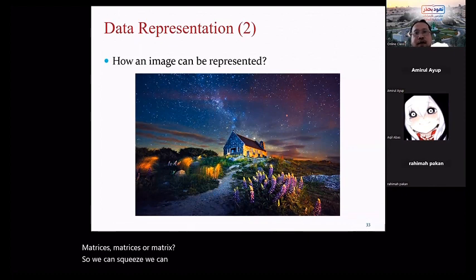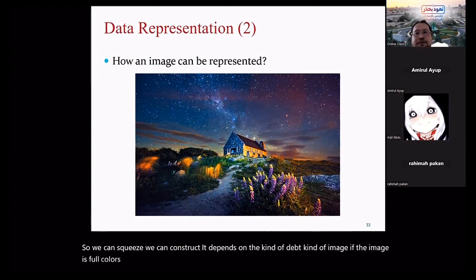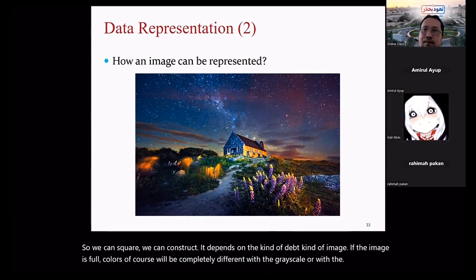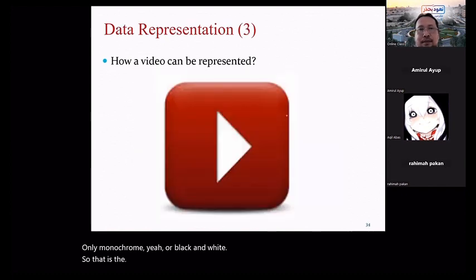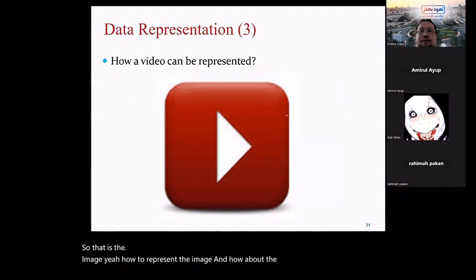It depends on the kind of image. If the image is full color, of course it will be completely different from grayscale, or monochrome, or black and white. So that is how to represent the image. And how about the video? How can the video be represented?